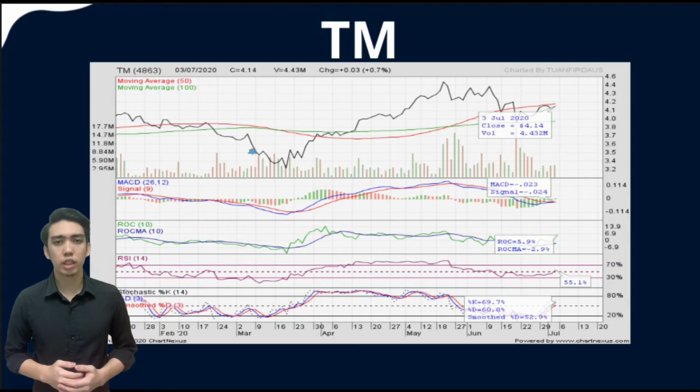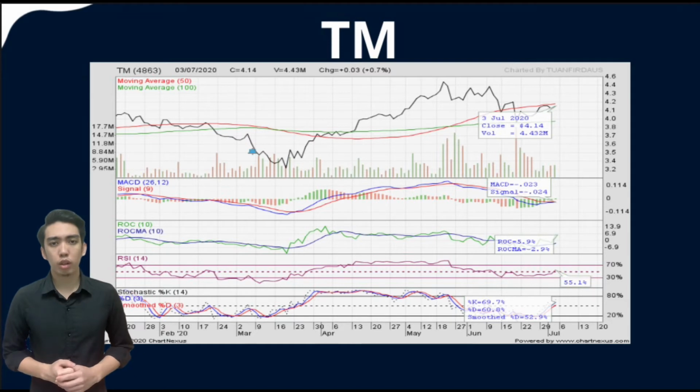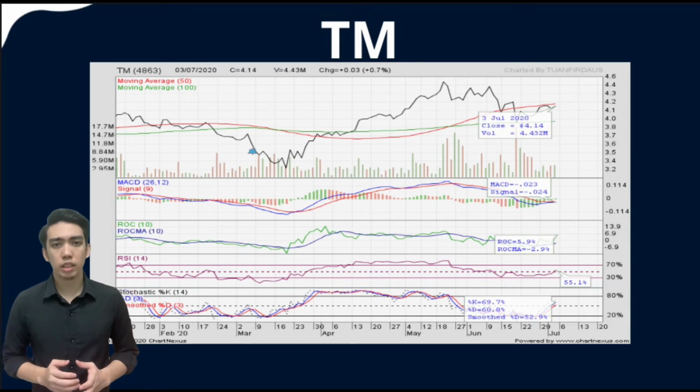The first indicator to be mentioned is the simple moving average. The closing price of this TM company stock was 4 ringgit and 14 cents, and the volume was 4,432,000. When the SMA exceeds the price of the stock, it signals a sell signal.